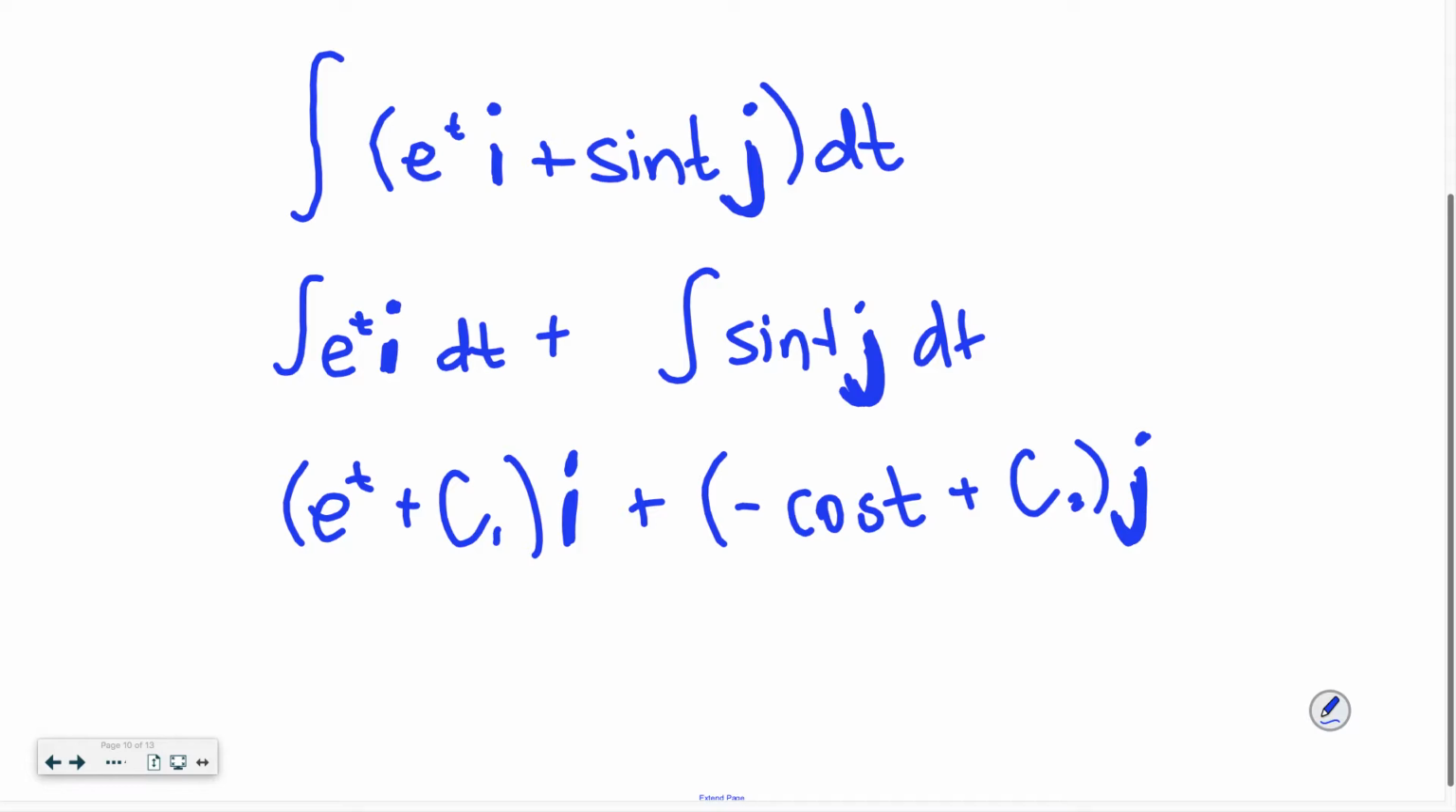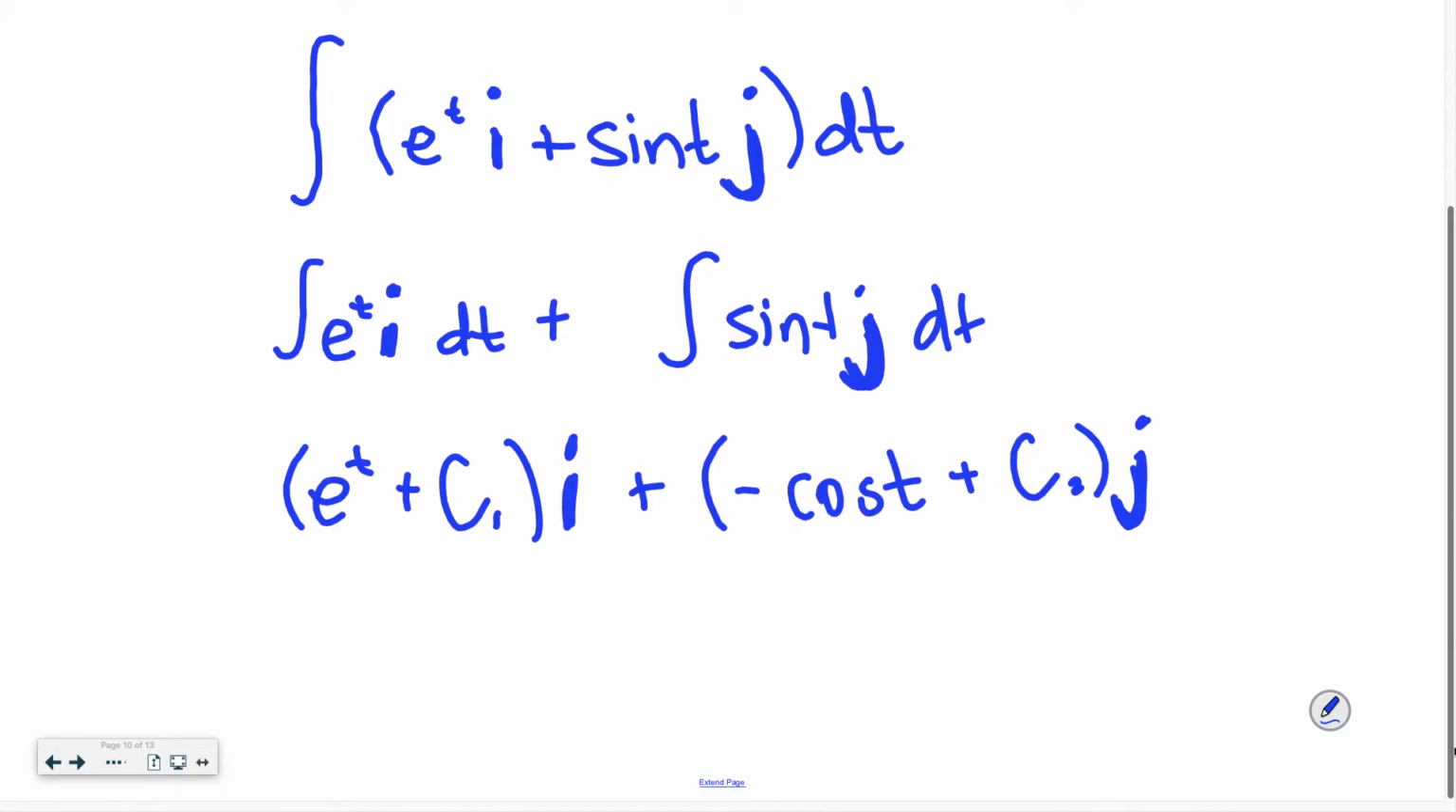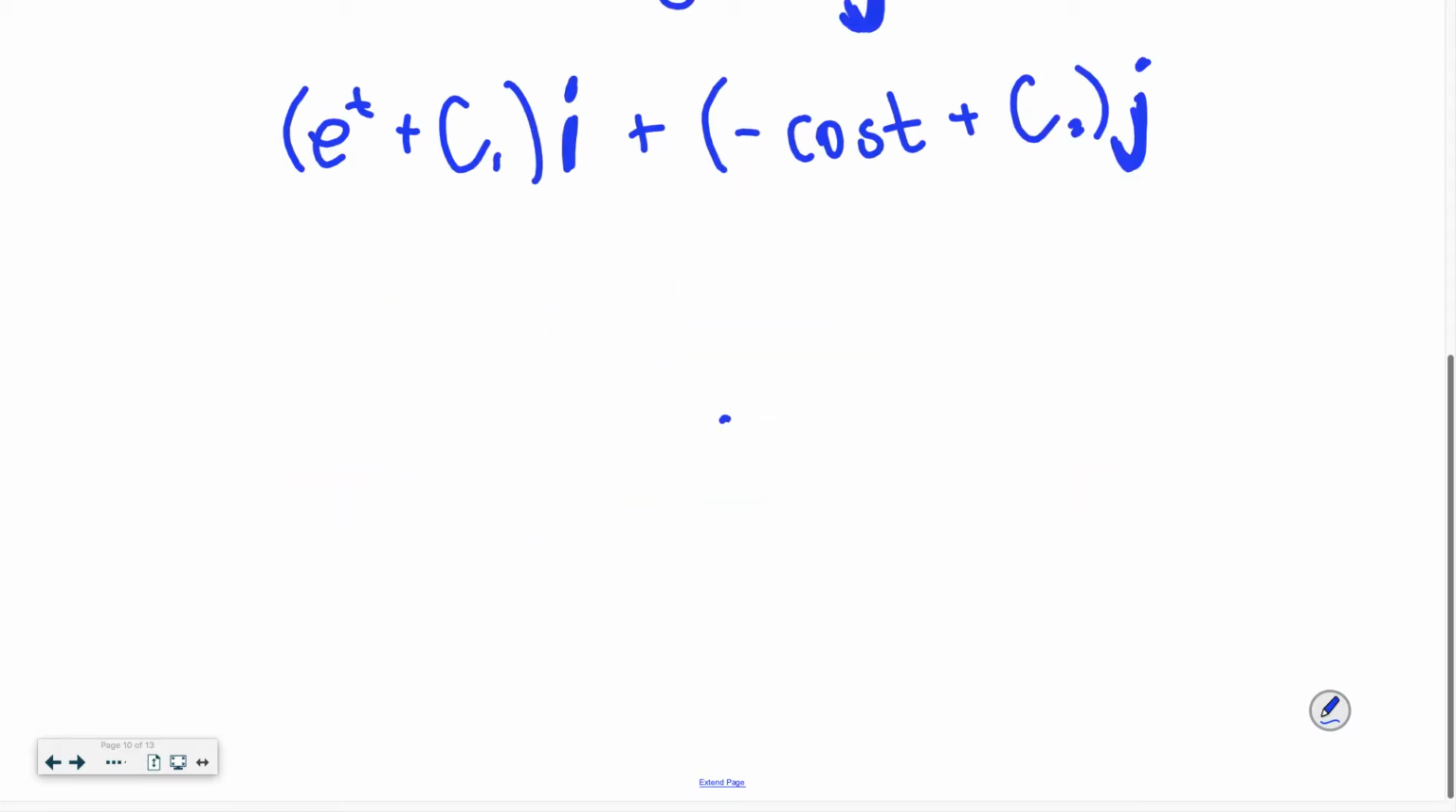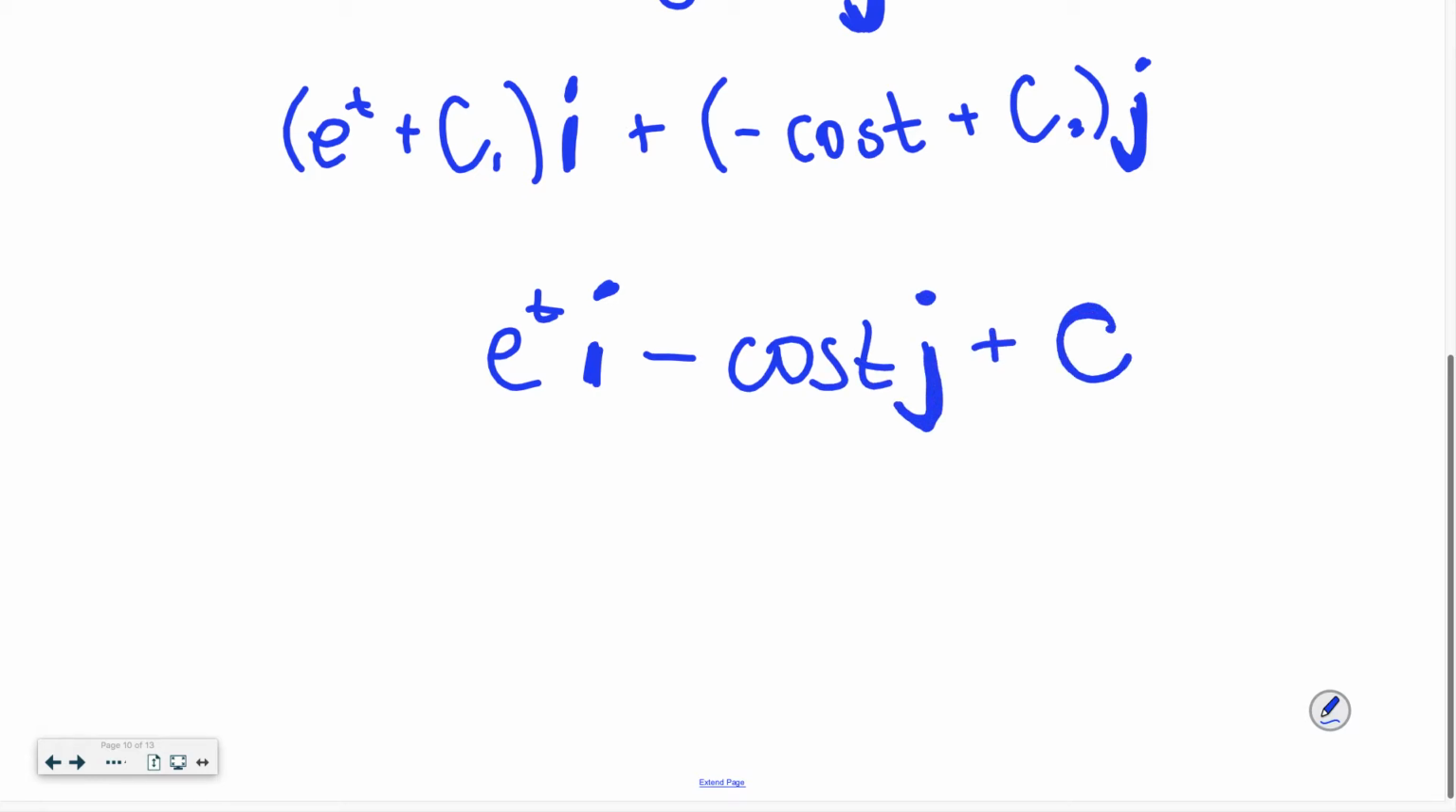Do you notice how my constant is like with the j? And with the i. Okay, so essentially what we have is the vector valued function e to the t i minus cosine of t j plus a constant vector, C1 i plus C2 j. Do you understand where I'm getting at?